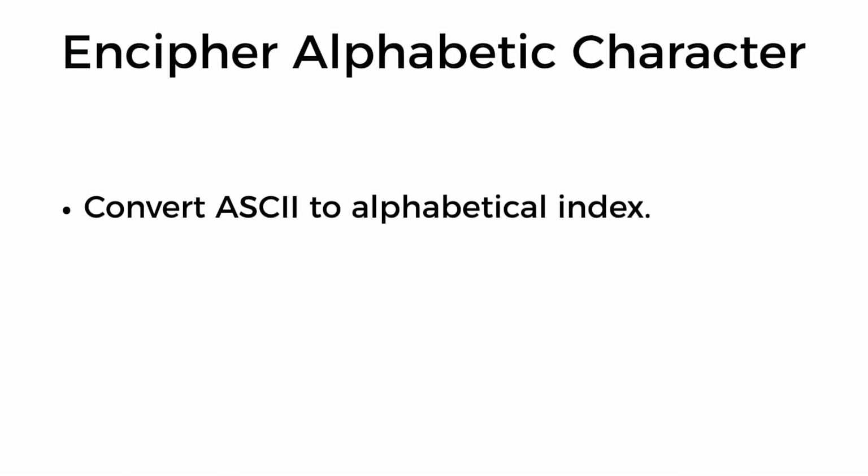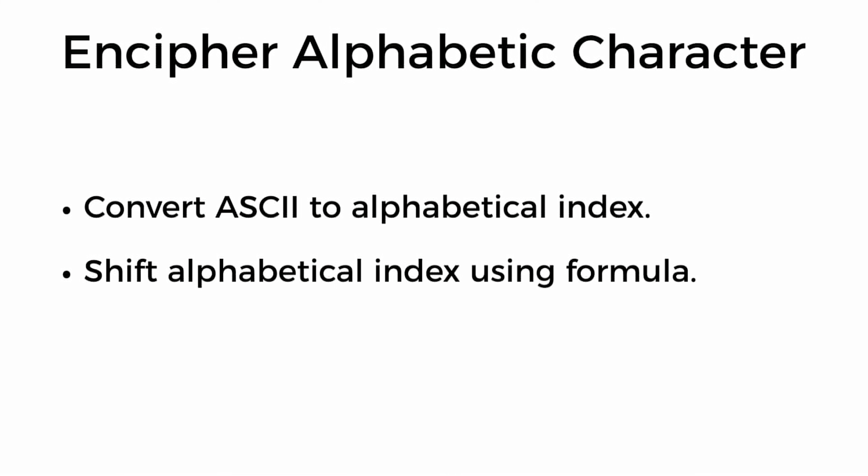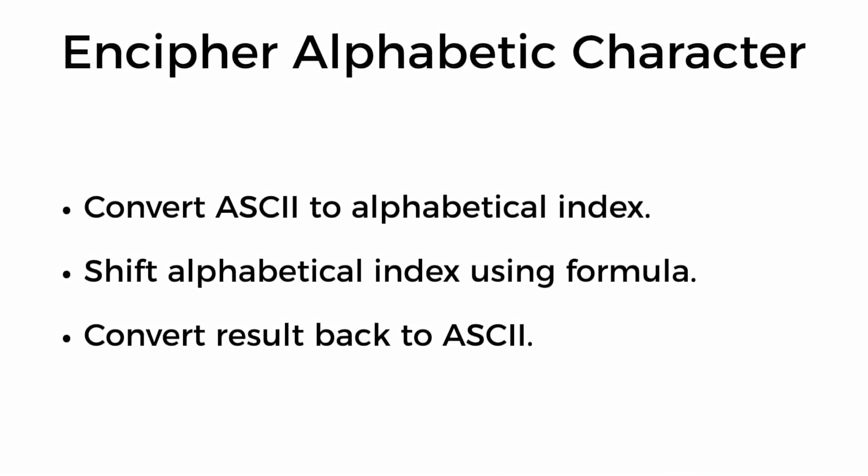Once you have an alphabetical index, you can shift that alphabetical index using the formula, adding the key and taking the result mod 26 to get the new character's alphabetical index. And finally, you can take the resulting alphabetical index and convert that back into ASCII, so that 0 becomes A, 1 becomes B, so on and so forth, being sure to preserve the case. Uppercase letters should remain uppercase, lowercase letters should remain lowercase. And that will allow you to encipher one alphabetic character. If it's alphabetic, you'll want to shift it to its alphabetic index, then shift it using the formula, then convert the result back to ASCII.